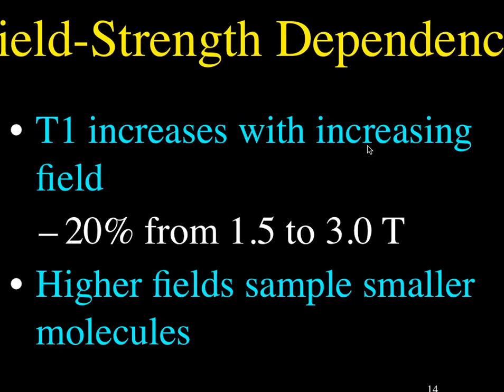And if you look, it does change a little bit with field strength. It increases, as we said before, quite a bit from 0.2 Tesla to 1.5 Tesla, and about 20% from 1.5 to 3 Tesla. The amount of increase depends upon what kind of tissues you have, but for most tissues within the musculoskeletal system, you'll get about a 20% change in T1 from 1.5 to 3 Tesla.